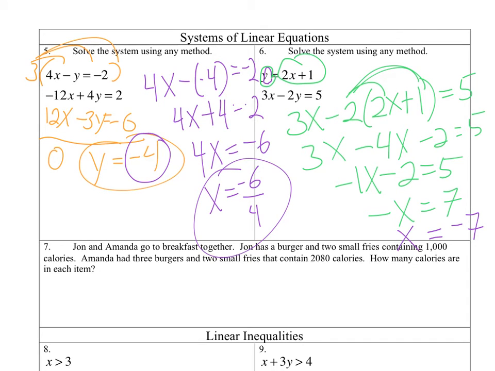Going back, I've got y is equal to 2 times negative 7 plus 1. So that means y, I'm going to go up here, sorry, that's my x value. Y is equal to negative 14 plus 1, negative 13.